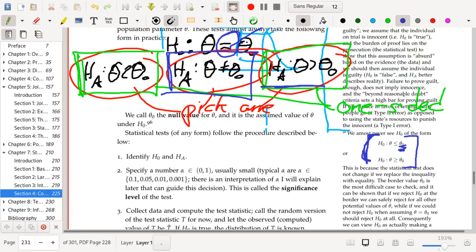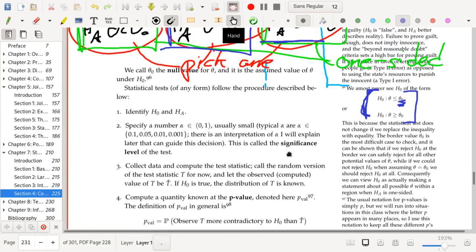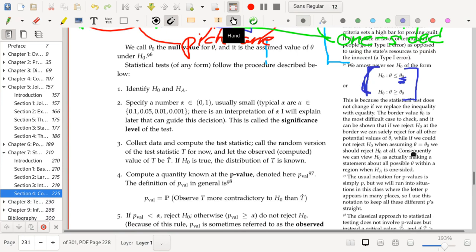So we call theta naught the null value for theta, and it is the assumed value of theta under the null hypothesis. Maybe read these notes some more. I've written a lot of notes here, and if you have some questions, I do hope that you read them, because there's a lot of concepts going on right here, and I can see why students find them confusing.